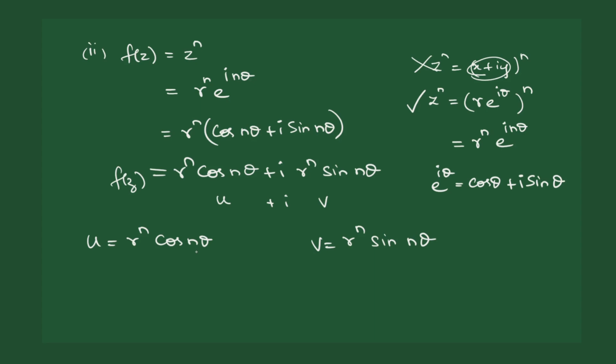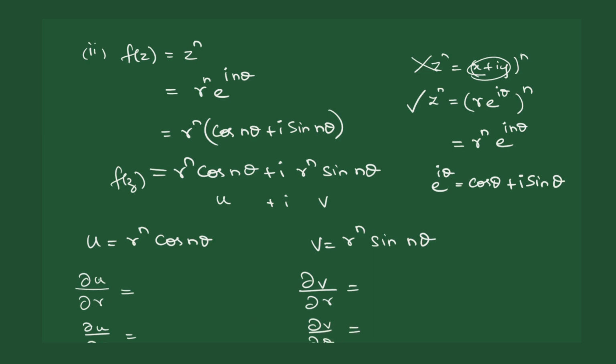Since we have the equation in terms of r and θ, we have to use the polar form of the Cauchy Riemann equations. The polar form of the Cauchy Riemann equations means the first order partial derivatives should be with respect to r and θ.